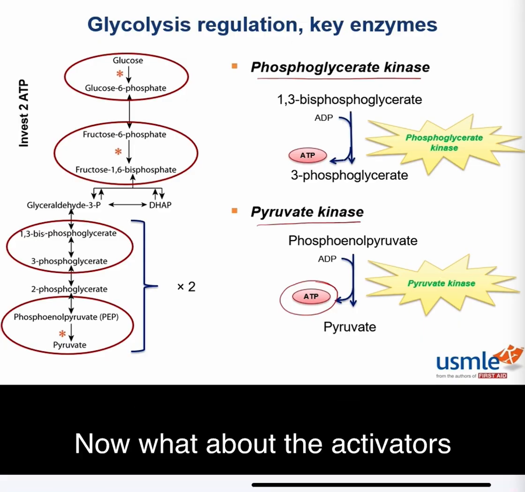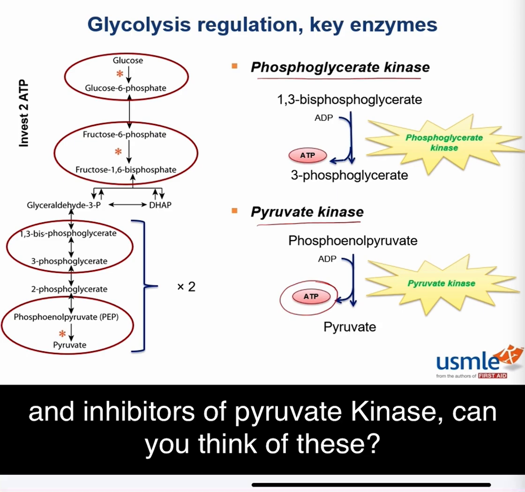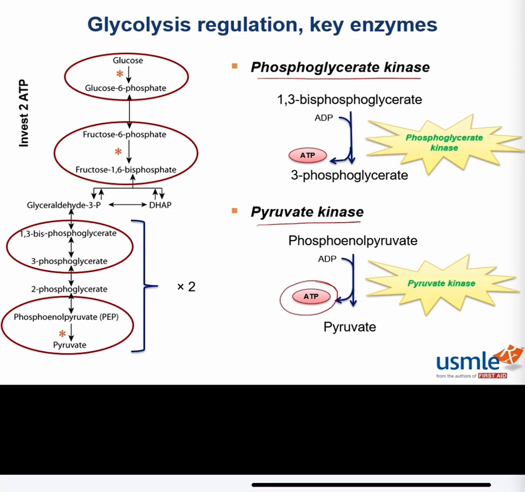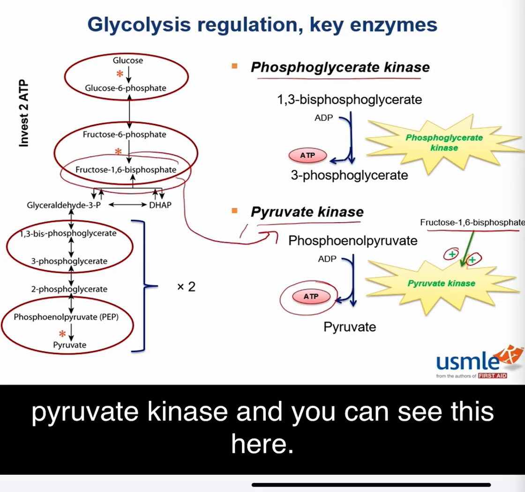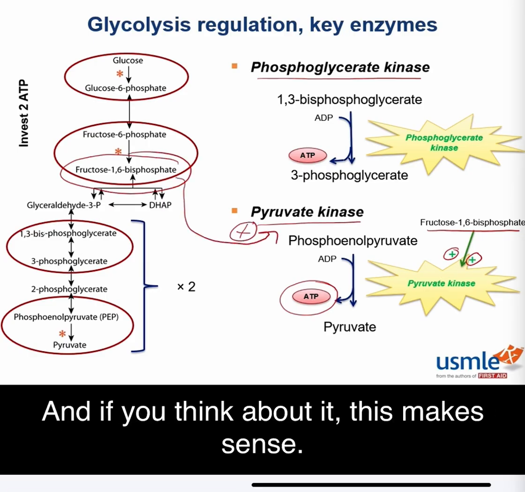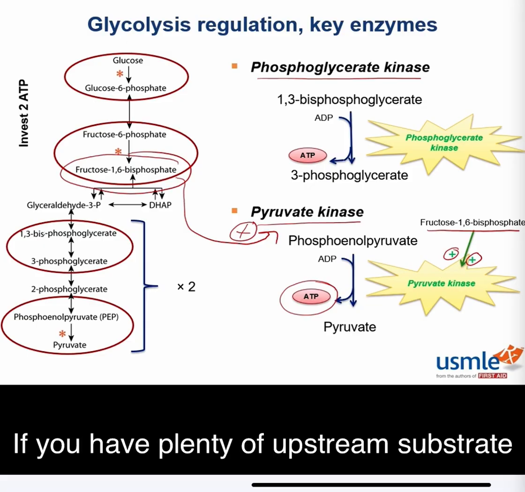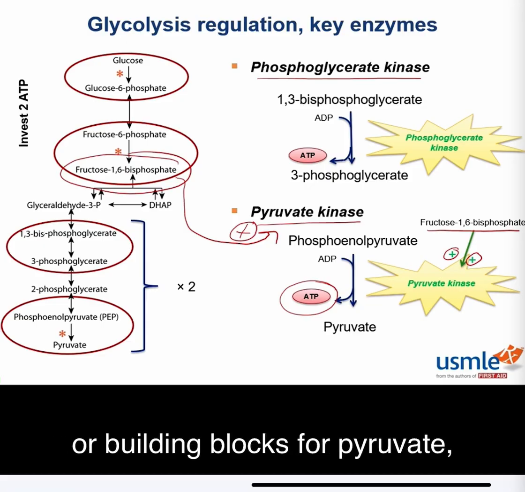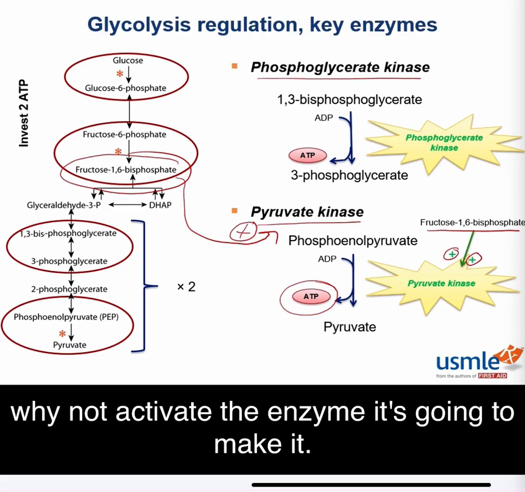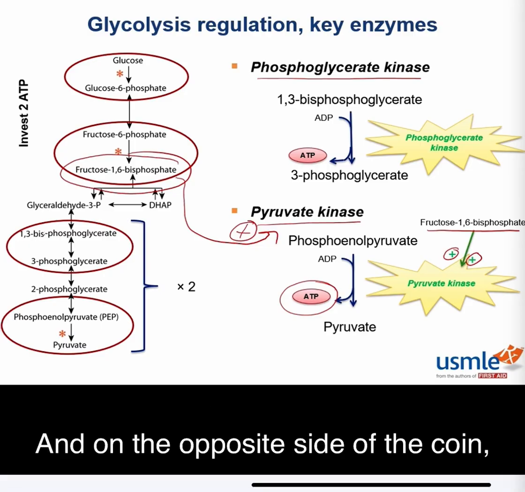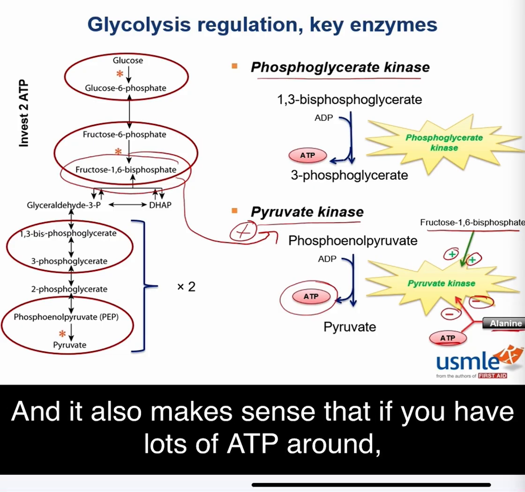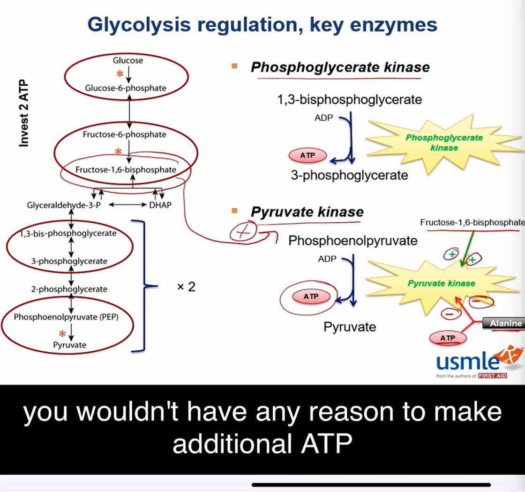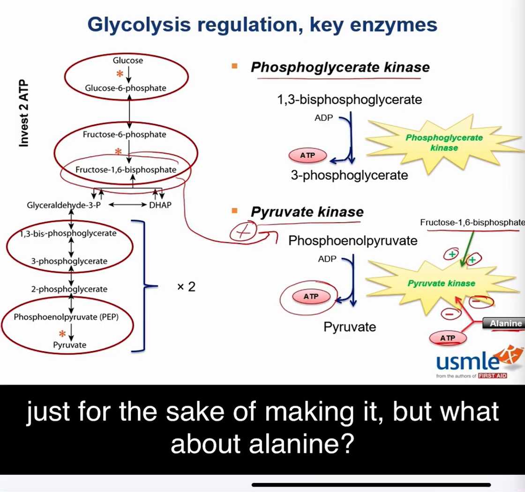Now, what about the activators and inhibitors of pyruvate kinase? Can you think of these? There you go. Fructose 1,6-bisphosphate activates pyruvate kinase, and you can see this here. And if you think about it, this makes sense. If you have plenty of upstream substrate or building blocks for pyruvate, why not activate the enzyme that's going to make it? And on the opposite side of the coin, we see that ATP as well as alanine inhibit pyruvate kinase. And it also makes sense that if you have lots of ATP around, you would not have any reason to make additional ATP just for the sake of making it.